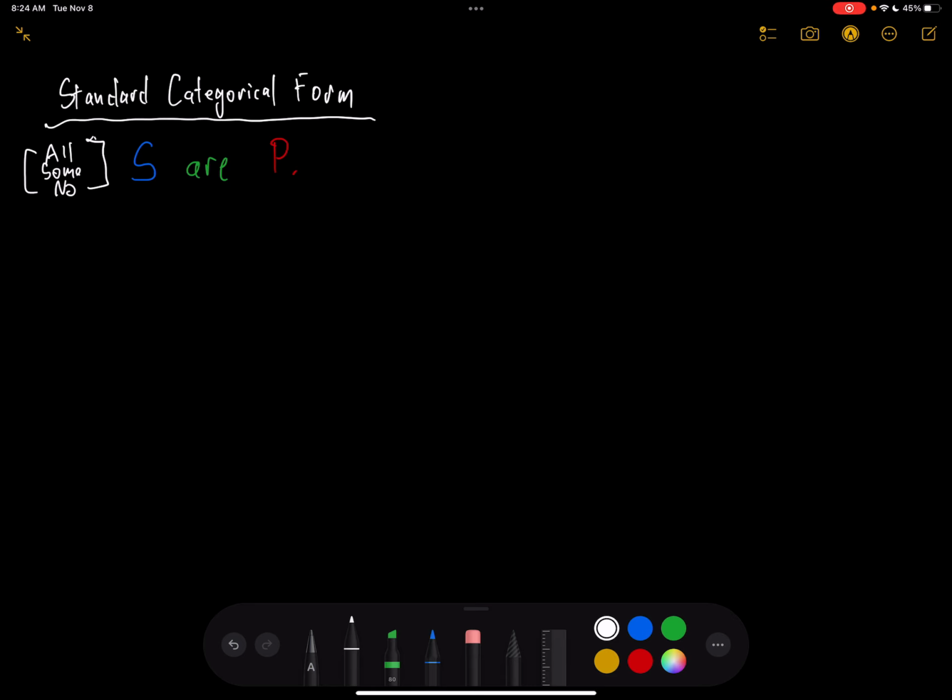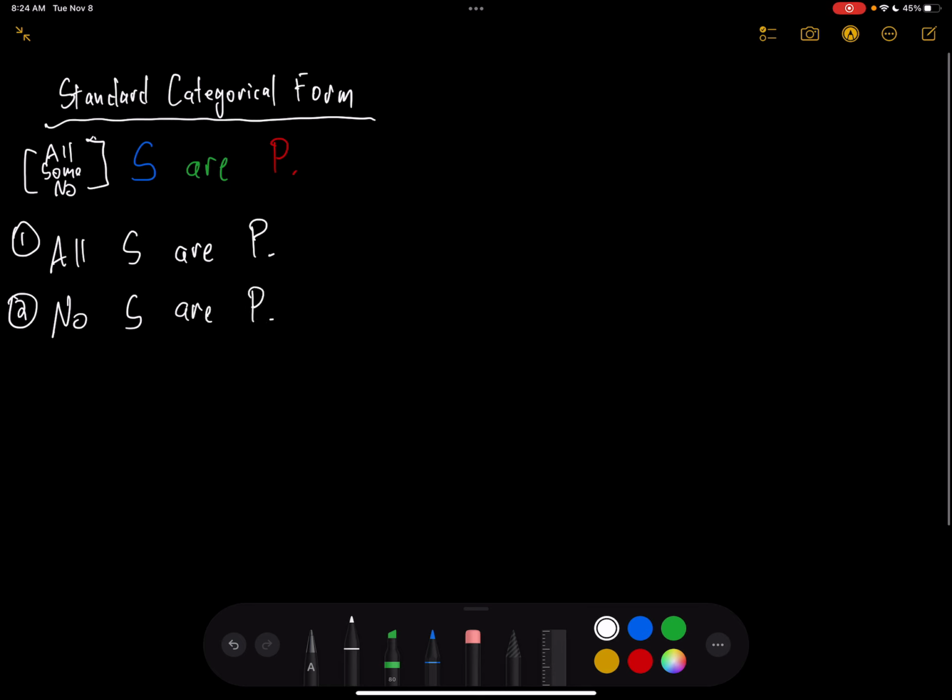What we saw was that using this standard categorical form, we have basically four kinds of sentences. We have all S are P. This we called our universal affirmative because we're talking about the universe, all members of S, and we're affirming something of them. Secondly, no S are P, our universal negative, because it talks about every member of S and is negating something about them. Third, some S are P. This we called our particular affirmative because it's only talking about some particular number of S, not all of them, and affirming something about that.